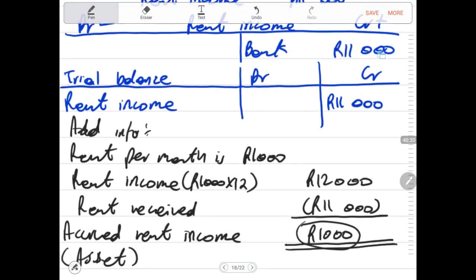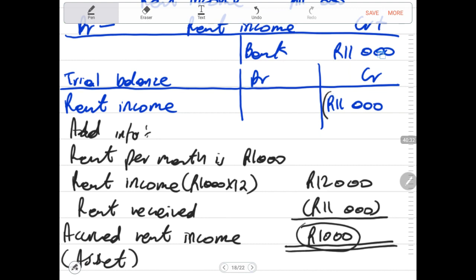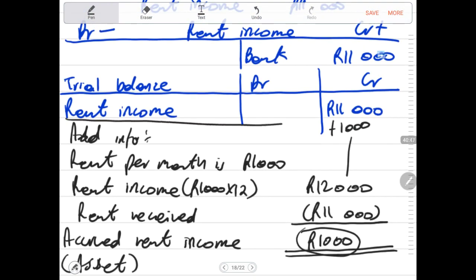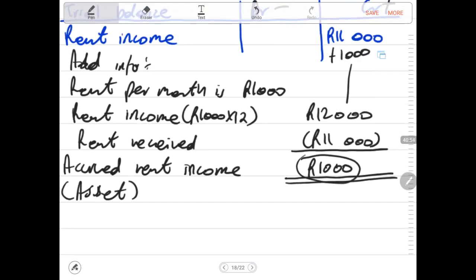I want to remind you once again, the amount in the trial balance is less than it was supposed to be, meaning we're supposed to increase this by 1,000 so that it becomes the 12,000 that is supposed to be. That means the rent income must be increased on which side? On the credit side, because incomes increase on the credit side. That means rent income must be credited by an amount of 1,000 rands.